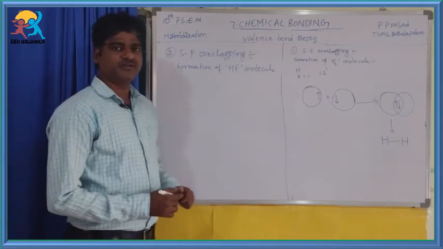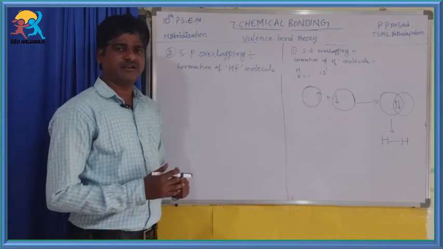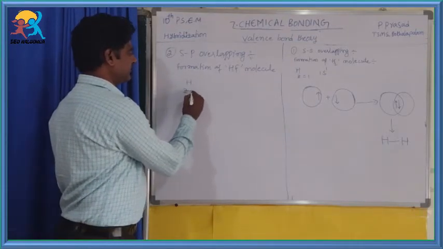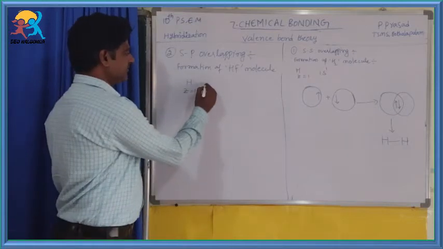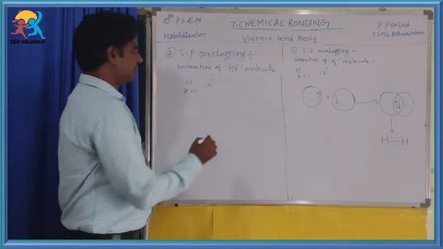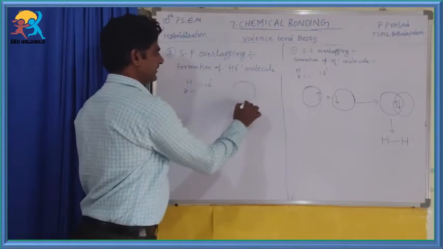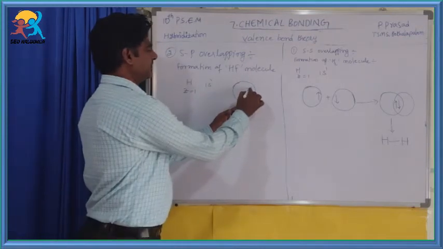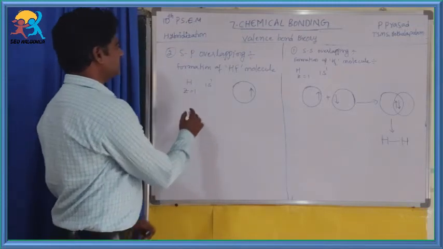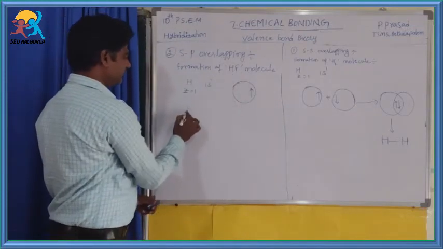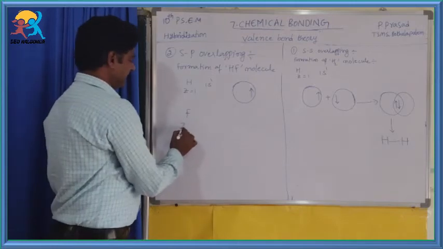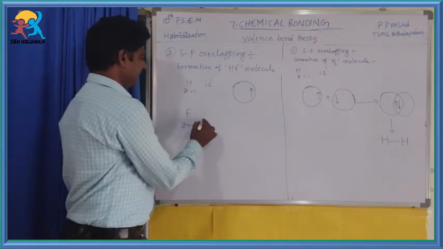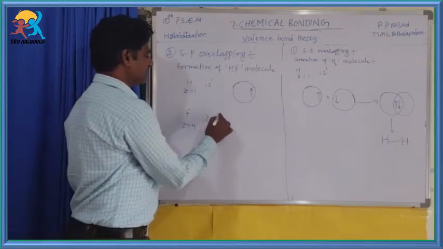So to form the HF molecule, one hydrogen atom and one fluorine atom are required. What is the atomic number of hydrogen? Its atomic number is 1. What is its electronic configuration? 1s1. What is the shape of the s orbital? Spherical. It contains an electron in the clockwise direction. Next, what is the other atom here? Fluorine. Its atomic number is 9. Its electronic configuration is 1s2, 2s2, 2p5.